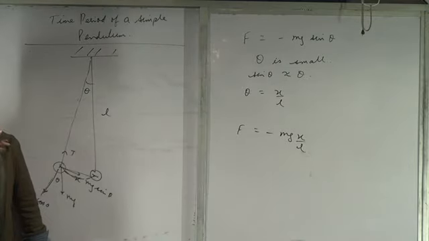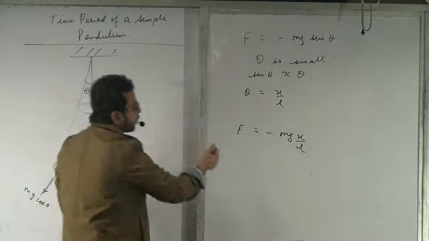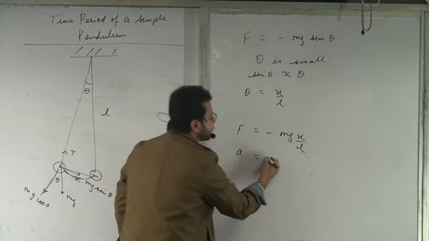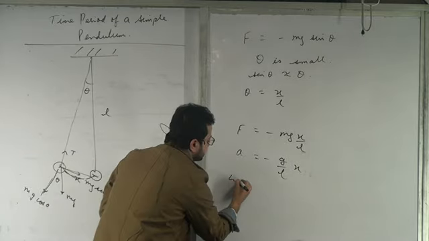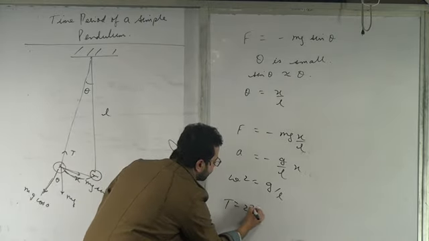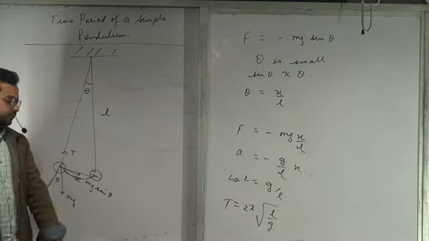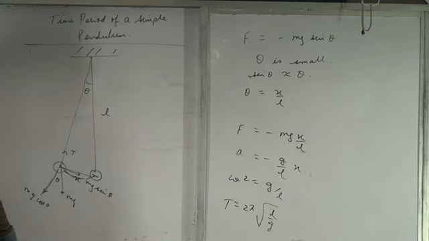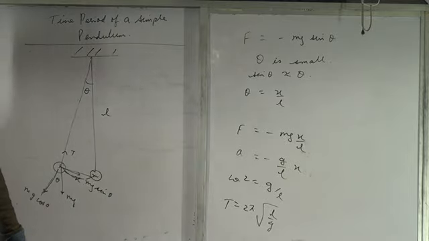So it has to be for very small angular displacements. Is that clear? Okay, so from here, can I find the acceleration? The acceleration would be minus g by L into x. So what is omega square? Omega square is g by L. So what will be the time period? The time period would be 2 pi under root of L by g. You already know this, but now you know how it comes and what the underlying assumption is. Is that clear? Good.